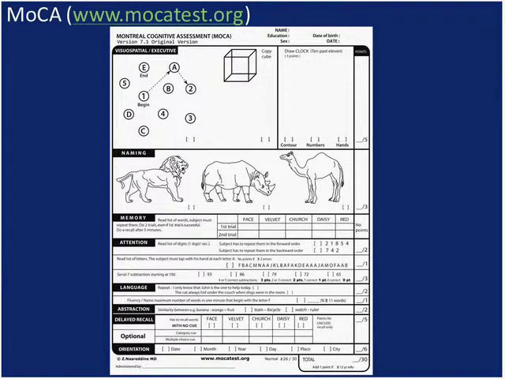Like I said, you can go to the MMSE, but the MoCA is a little bit more sensitive for picking up cognitive impairment. It's a little bit more of a challenging test, especially if your patient has a low literacy level, but this is a copy of it. It's available online at mocatest.org, as well as the instructions.